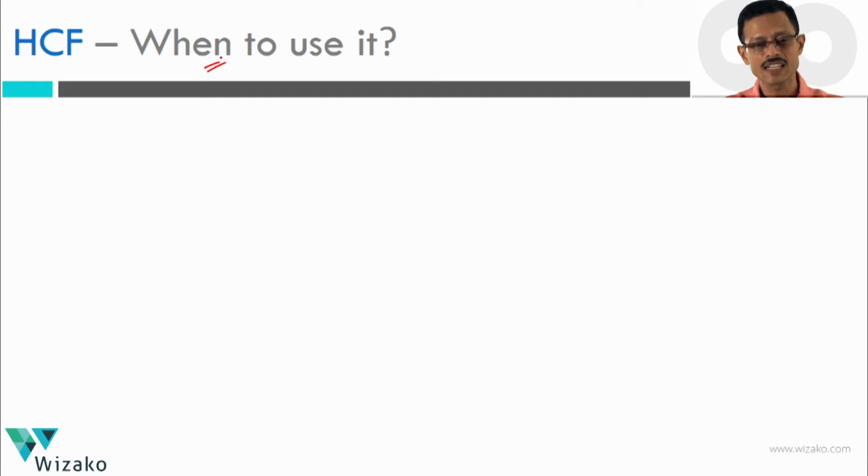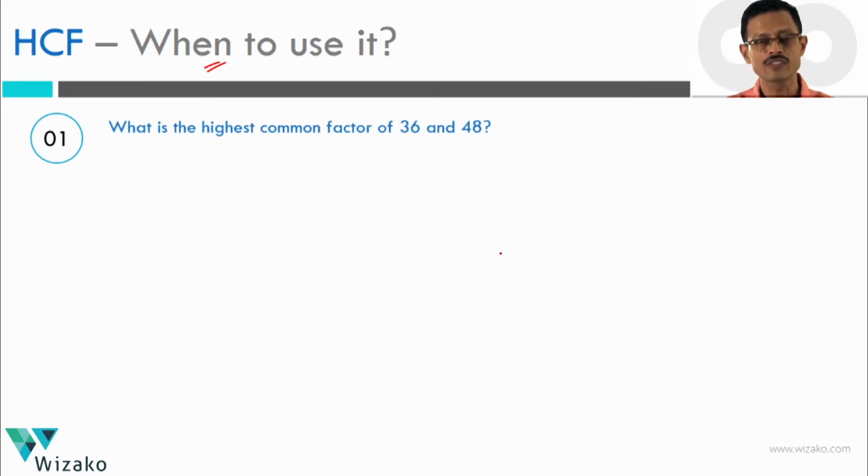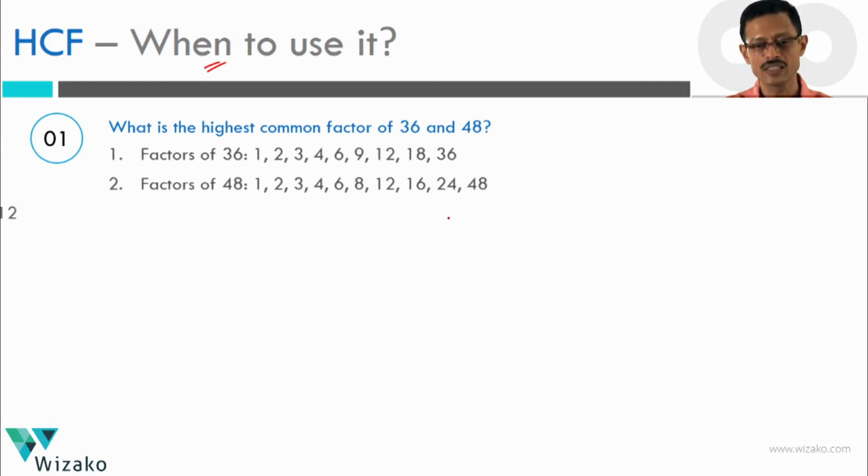With HCF, we'll start with the what is HCF, recap it quickly, and get a scenario to fit into this picture so that we understand when HCF is used. Right? Start with this example. What is the HCF of 36 and 48? When we were discussing the what, we listed down factors of 36 and 48. Here are those. Common factors of 36 and 48. The highest such common factor is 12.